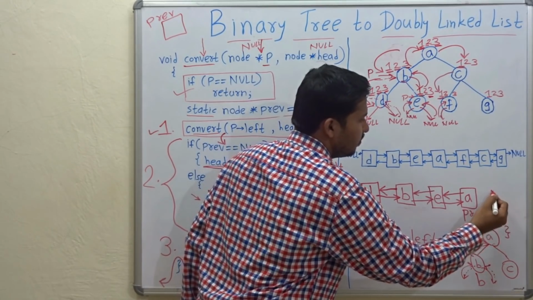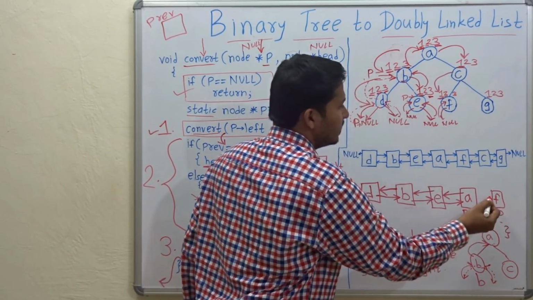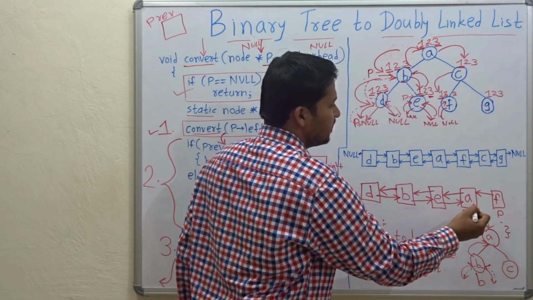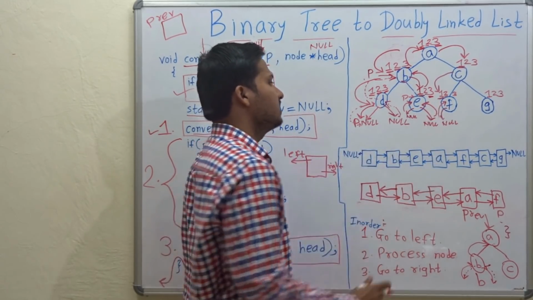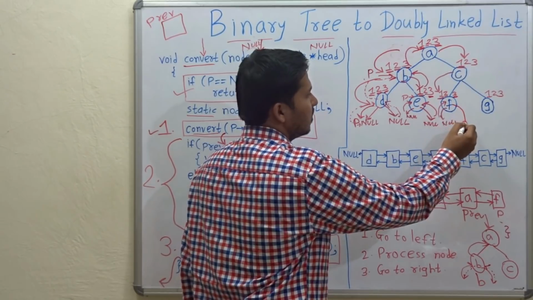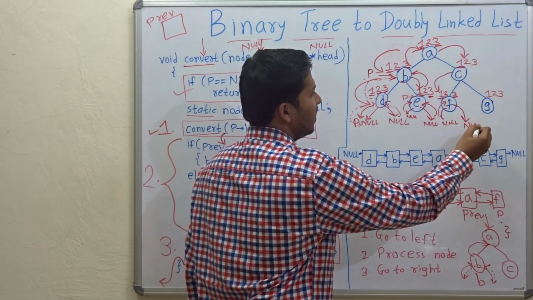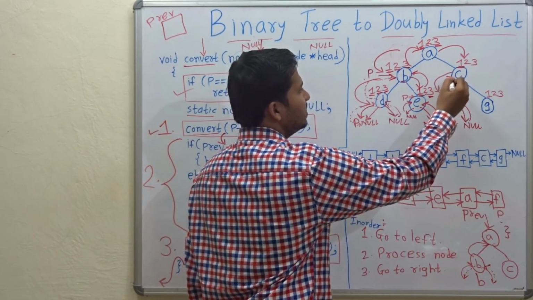Now the first step is over, let's follow the second step. What is the second step? P will point to F here. So P's left points to previous, and previous's right points to F. Okay, as the second step is over, let's go to the third step. The third step is going to the right, so that is null. So come back. As all three steps are over, return to its parent.